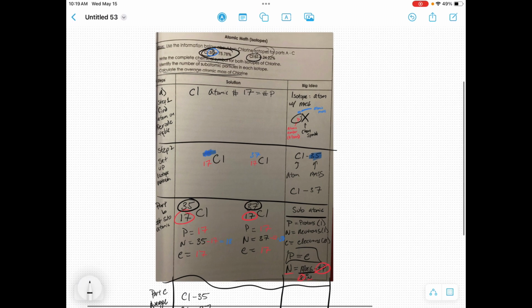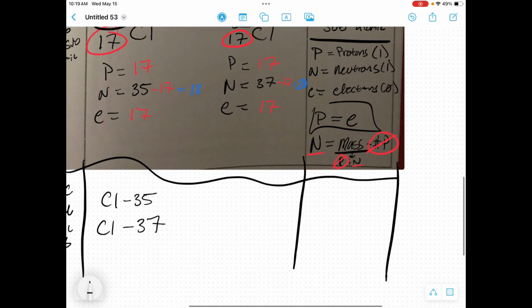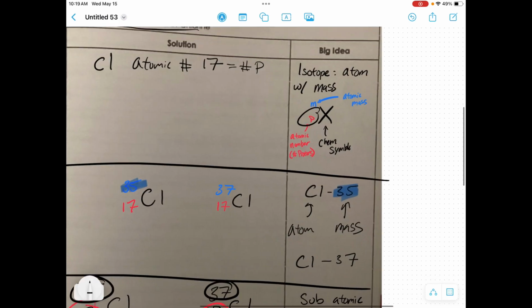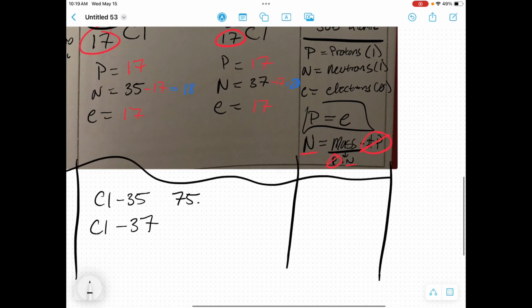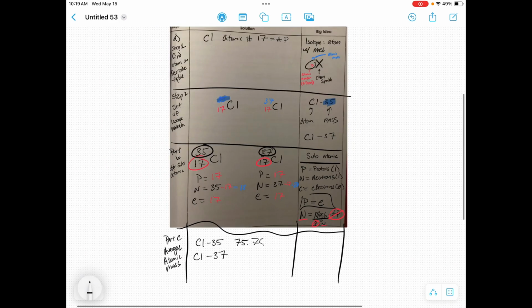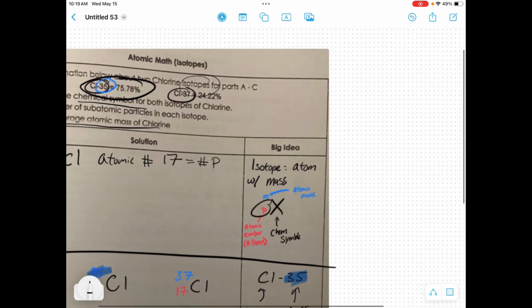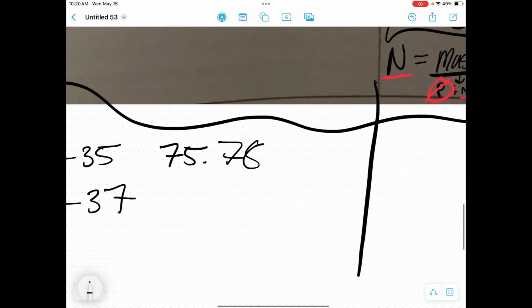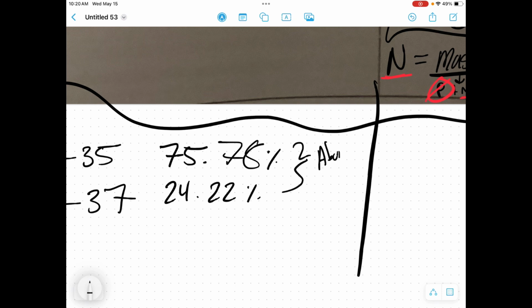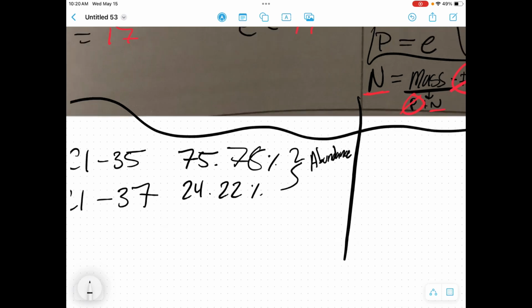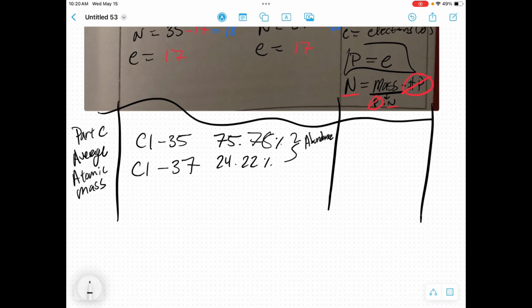So I'm going to bring down those percentages as well. That'll be 75.78, and chlorine 37 is going to be 24.22%. So that's basically the abundance. What I'm trying to do is figure out how common each isotope is.